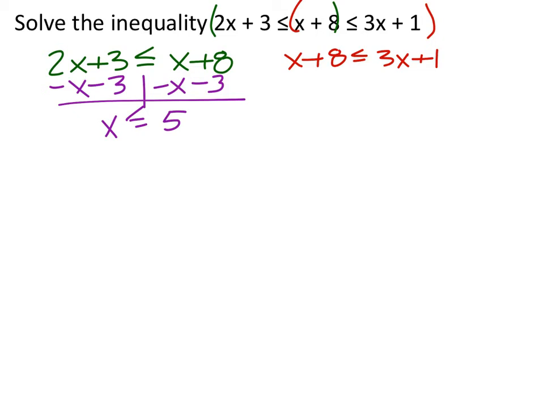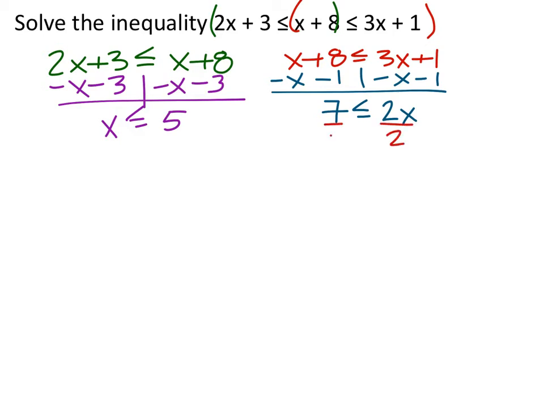And then this other one, I'm going to subtract x from both sides and subtract 1 from both sides. Okay, well, that's doable still. I'm just going to divide both sides by 2. It's still not negative, so it's not going to flip the inequality. So 7/2 is less than or equal to x.